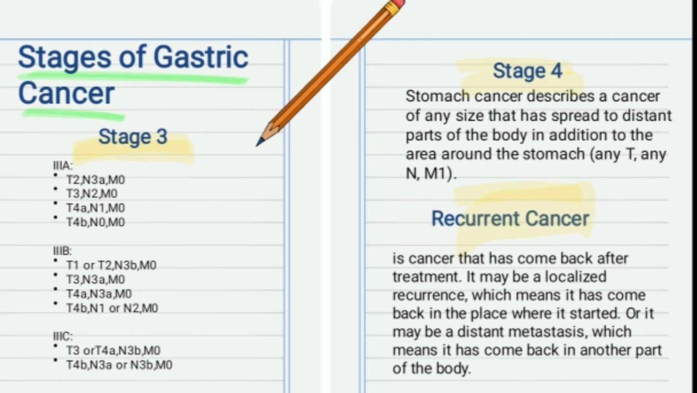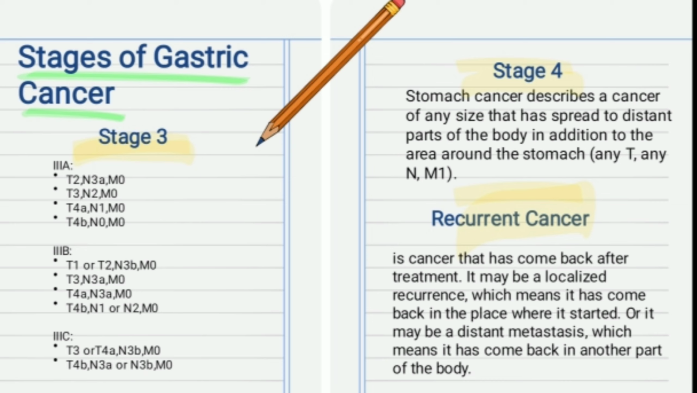Next is T3 and N3A M0, meaning the cancer has grown through all of the layers of the muscle into the connective tissue outside the stomach but has not grown into the peritoneal lining or the serosa, and it has spread to 7 to 15 lymph nodes but has not invaded any surrounding organs.